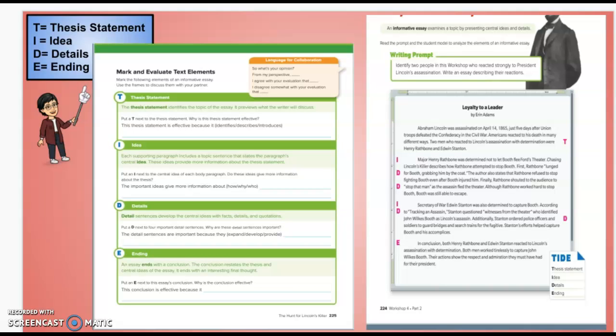So you'll see in conclusion, both Henry Rathbone and Edwin Stanton reacted to Lincoln's assassination with determination. Both men worked tirelessly to capture John Wilkes Booth. The actions show the respect and admiration they must have had for their president. Now I want you to use your own words to answer this prompt. This conclusion is effective because it what?